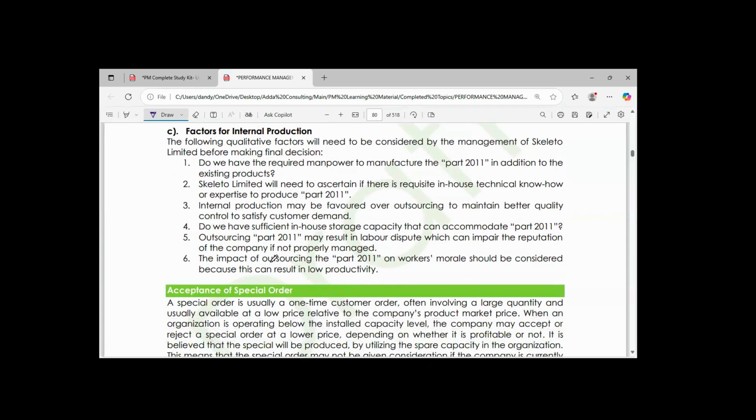So you need to manage any negativity that may arise as a result of outsourcing Part 2011. Then the last, the impact of outsourcing Part 2011 on workers' morale should be considered, because this can result in low productivity. The workers operating in other areas of the business may become apprehensive of job loss, and as a result, it will lower productivity. That's why, before the final decision is taken, you need to consider the effect of outsourcing Part 2011 on workers' morale.